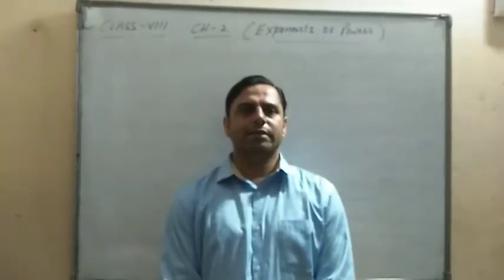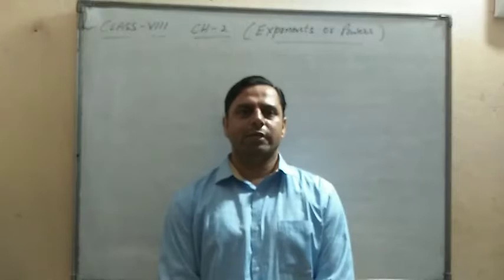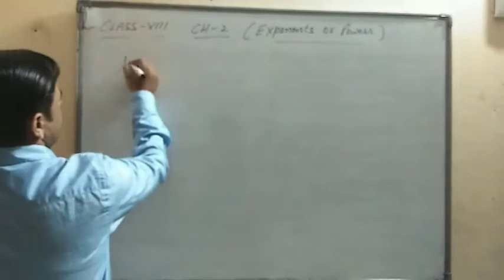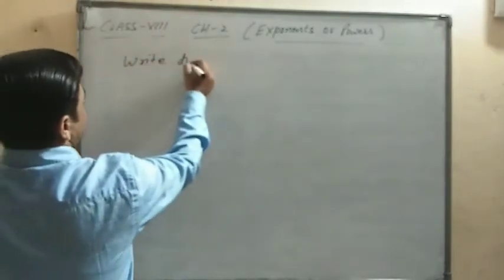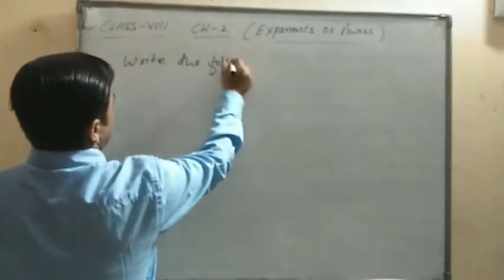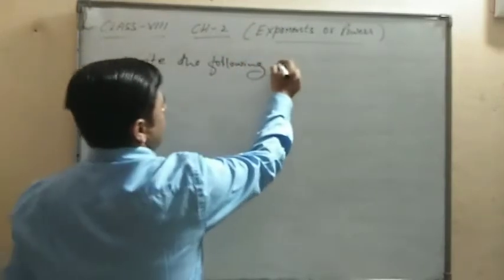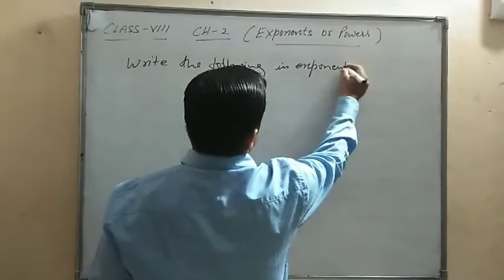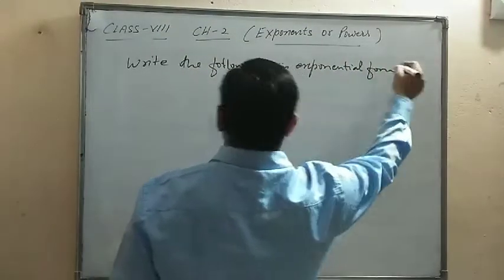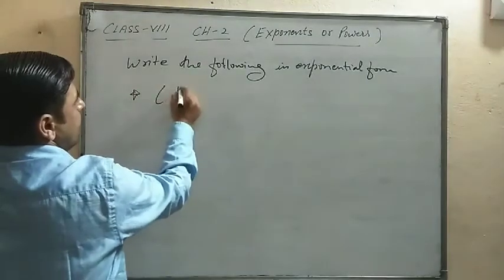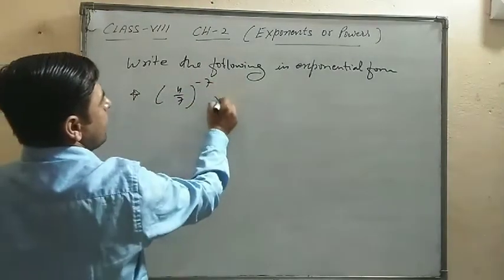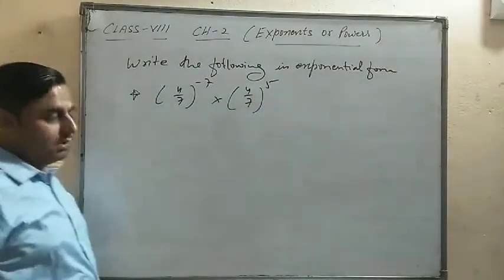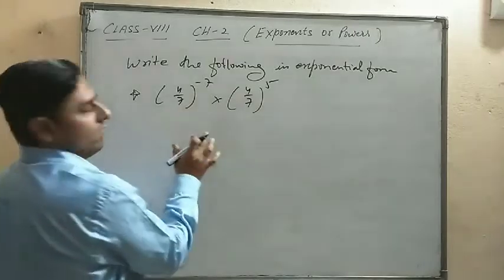Today I will discuss with you the exercise of chapter 2, exponential powers, in which the first sum is: write the following in exponential form. Suppose one number is 4 by 7 raised to power minus 7 into 4 by 7 raised to power positive 5. So we have to write it in exponential form.